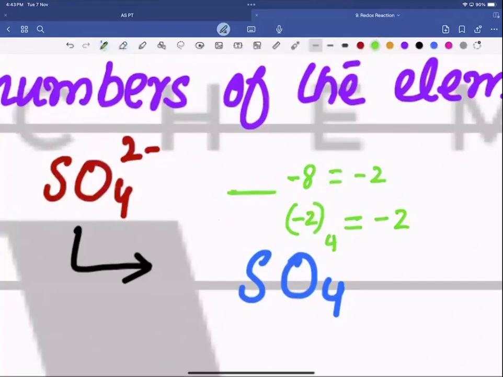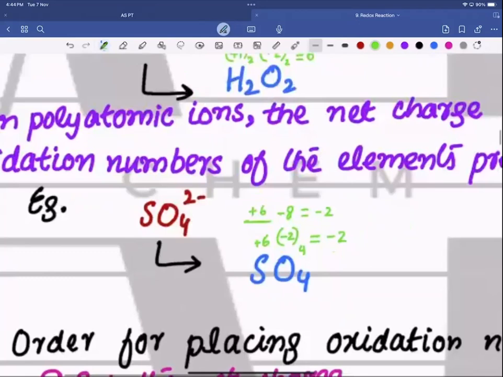Yes, Khatija, you were correct. 6. Yeah, you are right. So positive 6: if we add positive 6 and minus 8, we will get minus 2. Is this understandable? Okay, note this down.